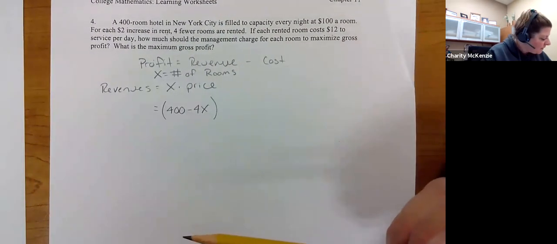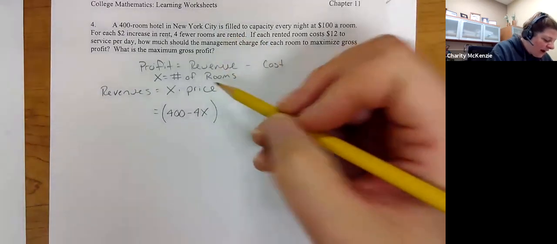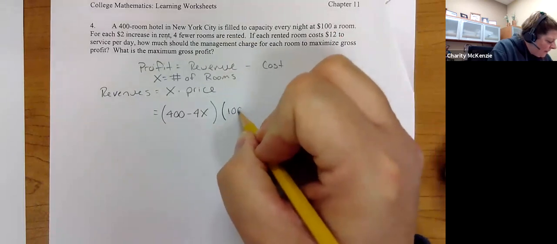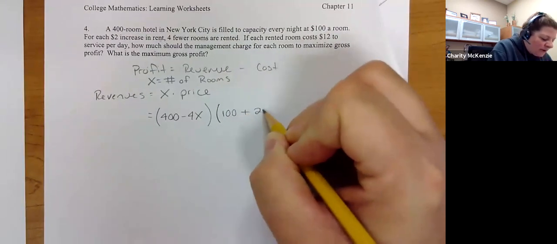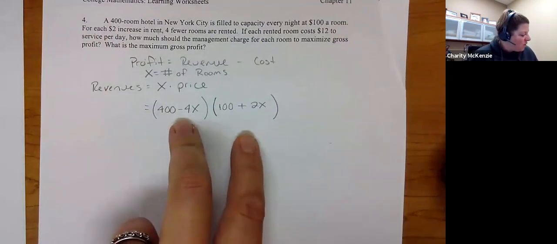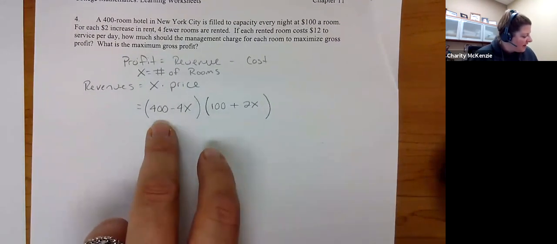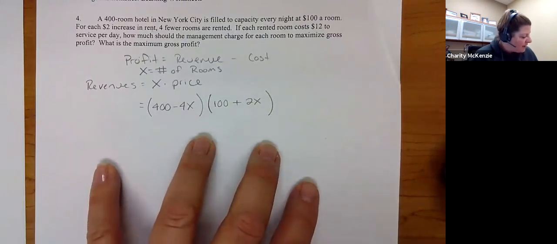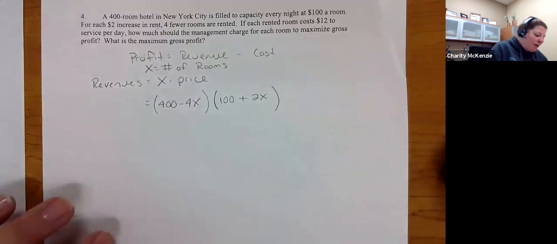Okay. And then the price is going to be $100, but we might add $2 increments. See, the $2 is included in this part, and it was throwing me for a loop. So this is your X times your price. This is just your revenue. And let's set up our profit.